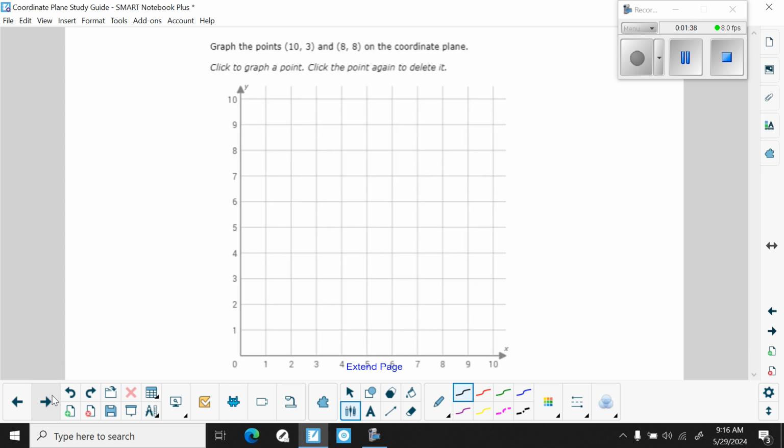Next one. Graph the points 10, 3, and 8, 8 on the coordinate plane. So 10, 3 would be 10 to the right and 3 up. 8, 8 would be 8 to the right and 8 up. So that's where the second point would be. So 10, 3 and 8, 8. Next question.